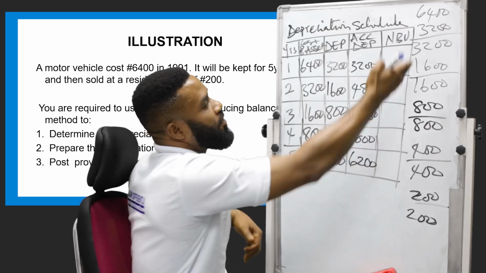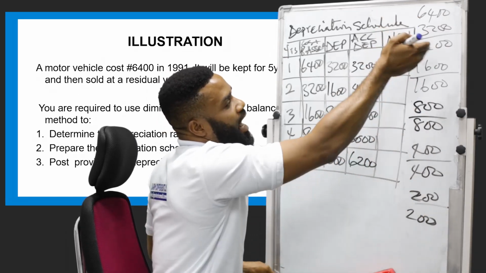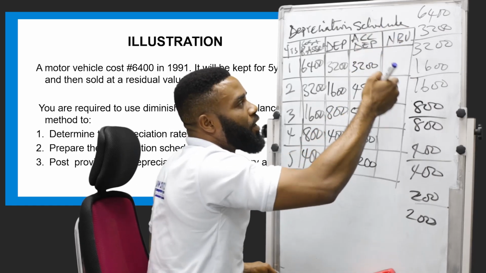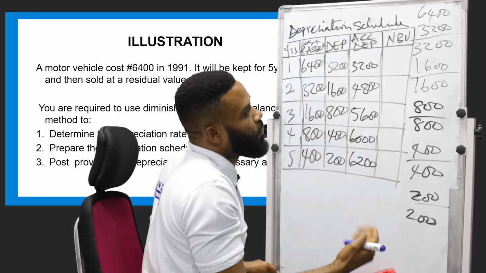Now, the net book value is just the value of the asset at the end of each year. Like we have calculated here, you can see beside the table, I pointed out that the net book value of the asset at the end of each year is simply the cost of the asset minus the depreciation.